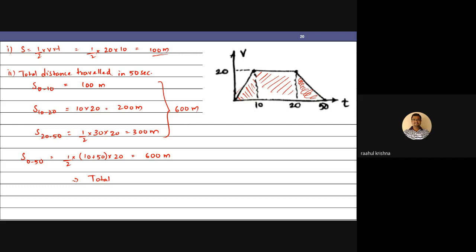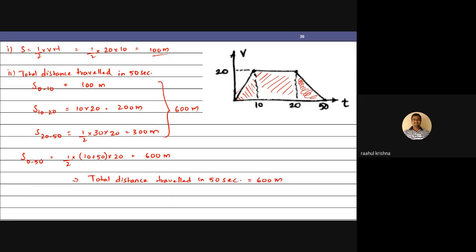So we can use any of the methods, but the preferable one would be taking the individual regions in order. This is also not wrong; you are free to use any of the methods. The total distance traveled in 50 seconds is equal to 600 meters.